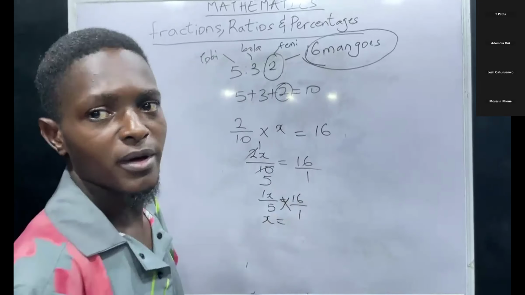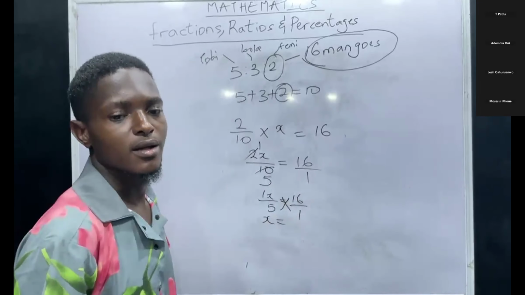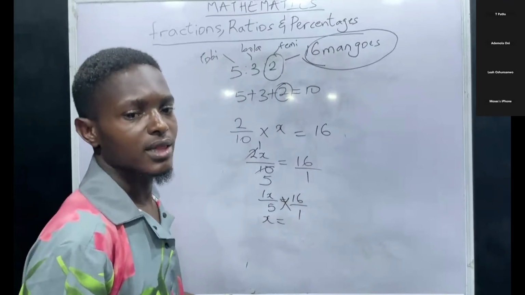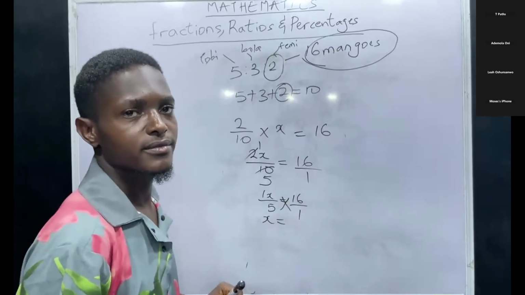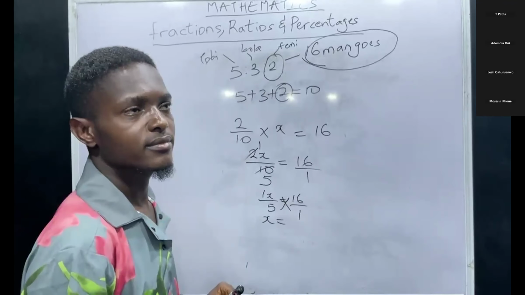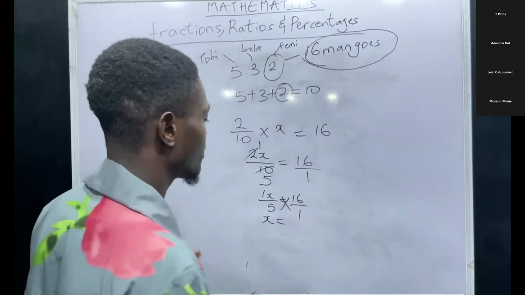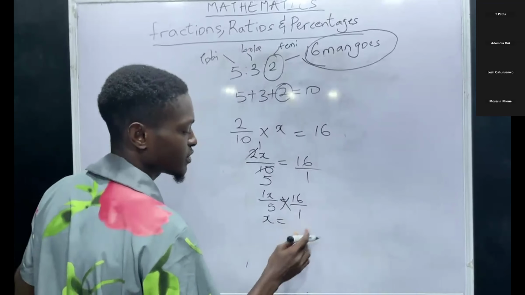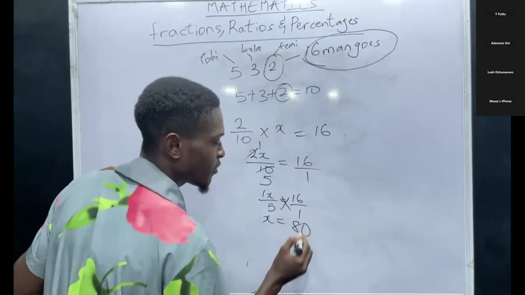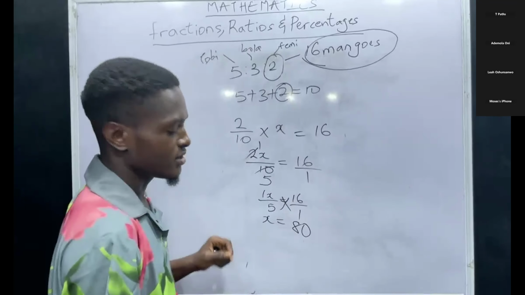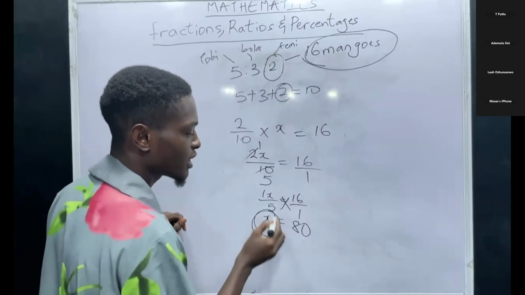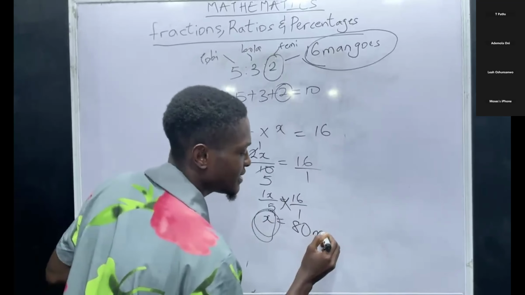Class, what's 16 multiplied by 5? Class, 16 times 5. 80. 16 multiplied by 5 is 80. What does this mean? It means the total amount of mangoes I have is 80 mangoes.